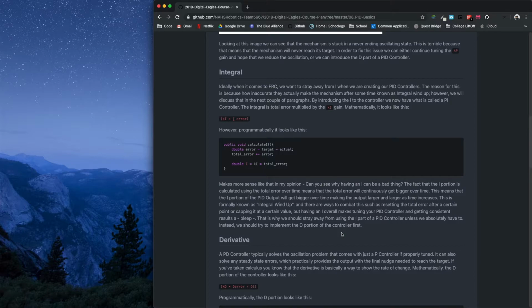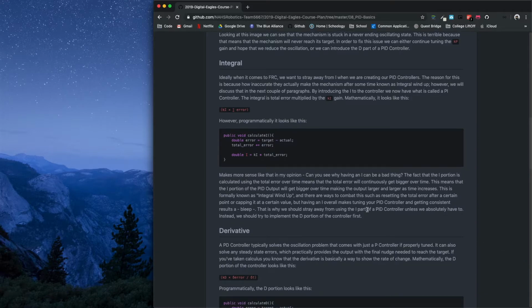Now there are ways to combat this, and we can do that by either capping the I value. So once we get to a certain point, we can no longer let it get larger, or what we can do is reset it. After a certain point, we just reset the total error and set it back to 0. Now, having an I overall in your PID controller makes it very difficult to get consistent results. As a matter of fact, it just makes tuning this really hard. And so if we can't tune in a consistent environment, then it's going to make it difficult to get consistent results, right? And so that's why we want to stray away from using the I part of a PID controller unless we absolutely have to. But instead, we should try to implement the D portion of the controller first.